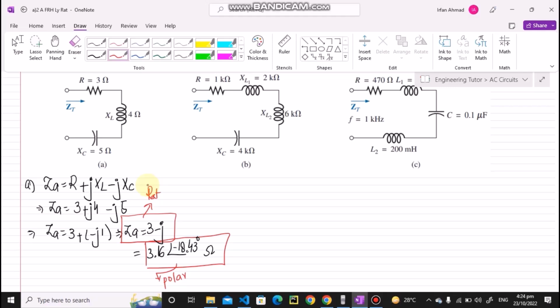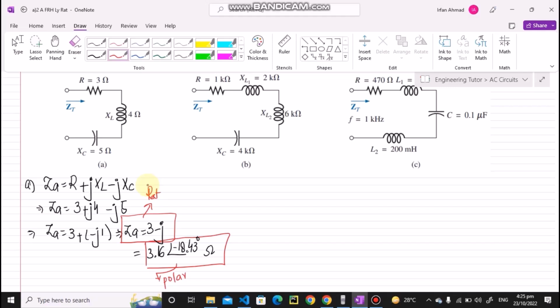You can very easily see that this circuit is composed of a capacitor and an inductor as well, but the nature of this circuit will be capacitive. Why? Because the negative sign with this imaginary term illustrates which type of circuit we have, and here the nature of this circuit will be capacitive, because there is a negative sign with this j.